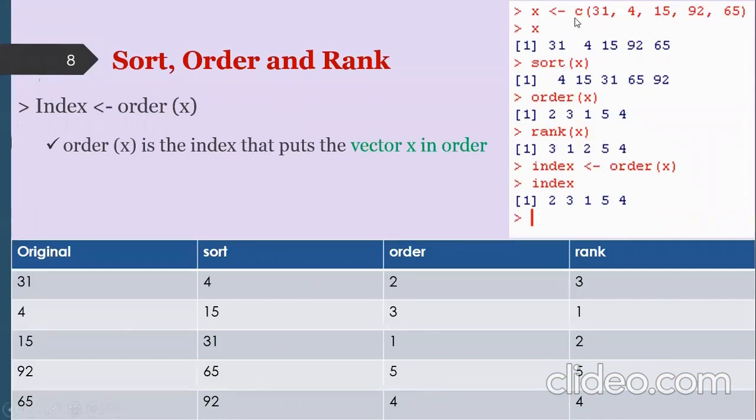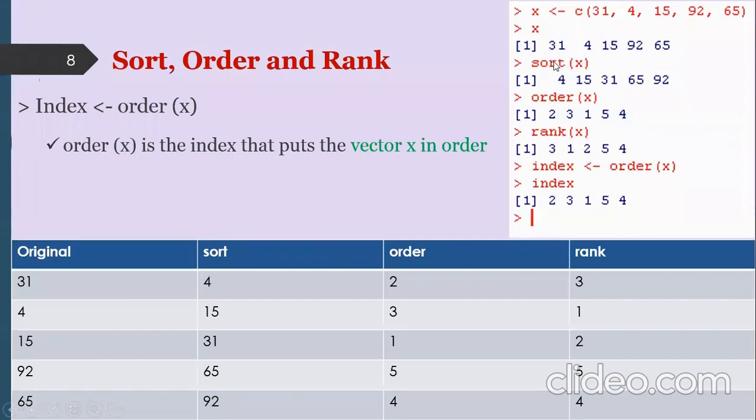Here we create a vector: x is equal to c(31, 4, 15, 92, 65). We first create that, and then we ask R to sort this x. So first we asked R what x is, and it gives the whole set of digits.